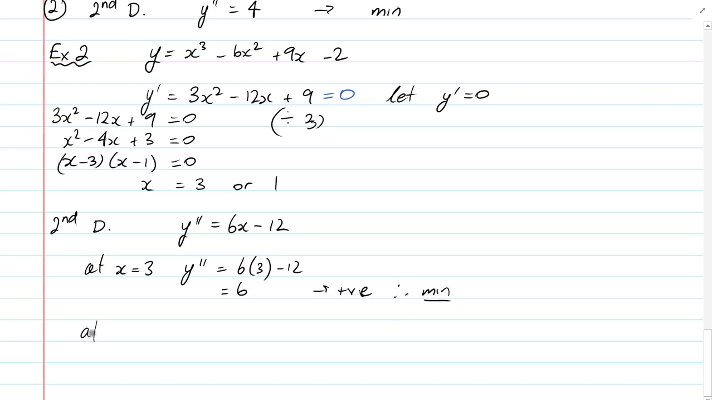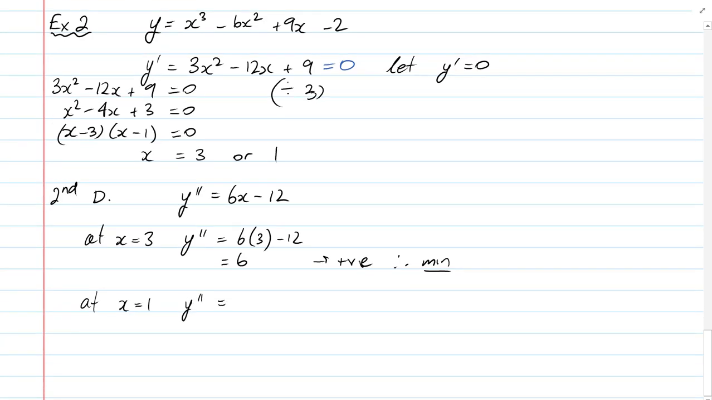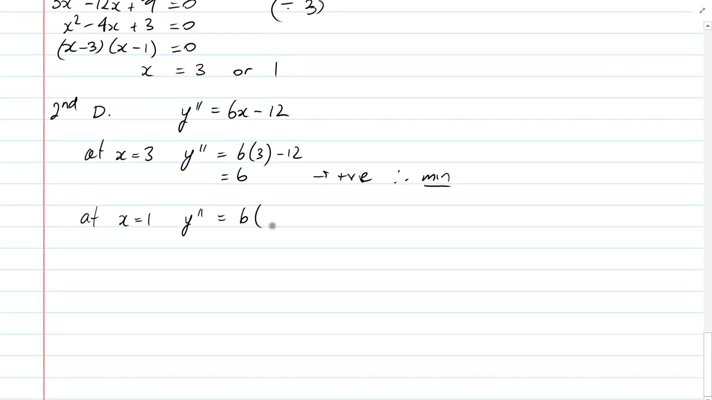And at x equals 1, y double dash, now I already know this has to be a maximum. The shape of a cubic defines it. Really, I can't have a minimum here. But 6 times 1 minus 12 is equal to negative 6, which is negative, which implies a maximum. And I can go from there.